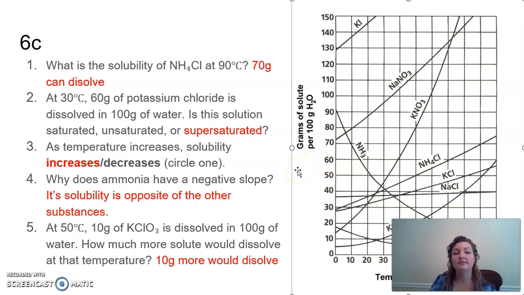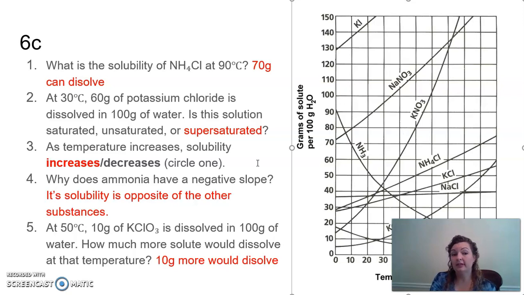Number 3, as temperature increases, what happens to solubility? I can use the graph for this, but I don't necessarily have to. I can just think about it, okay? So as I'm increasing temperature, notice all of my lines are going upwards with the exception of one. It's because I'm increasing my solubility. More of my solute is being able to dissolve into my solvent. So increasing would be the correct answer.